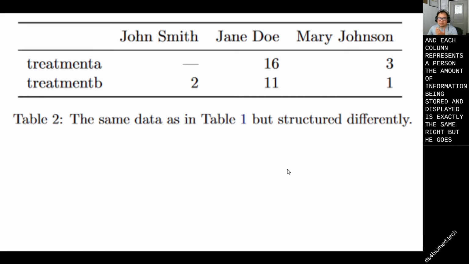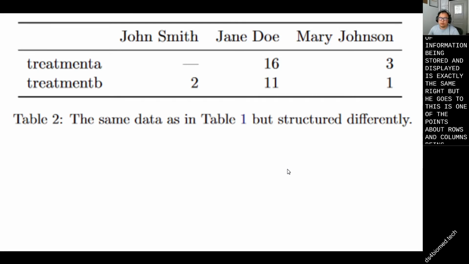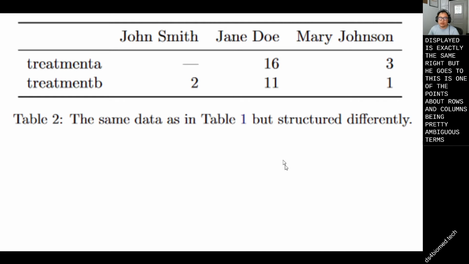But he goes to, this is one of the points about rows and columns being pretty ambiguous terms, because we have 2 data sets that really store the same bits of information, and one is more, how do we say, like one is more useful than the other? What is the terminology that we can use?